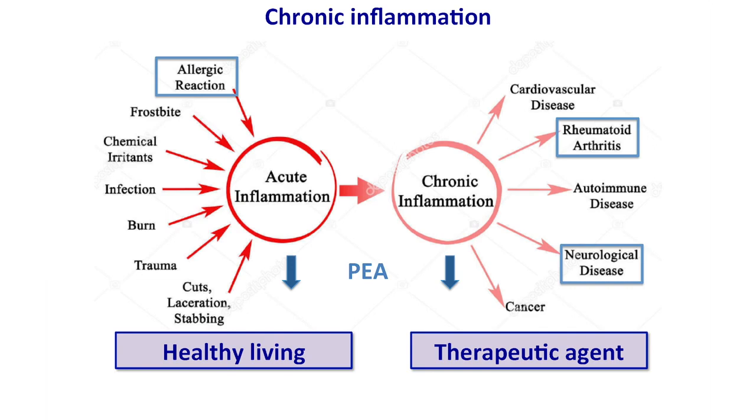which is the difference between acute inflammation and chronic inflammation. So acute inflammation is the type of inflammation which we have whenever our body is subjected to some kind of harmful stimulus, for example, a frostbite, a cut. A little infection causes inflammation. It's a very protective response. We need inflammation. If we did not have inflammation, we would die.